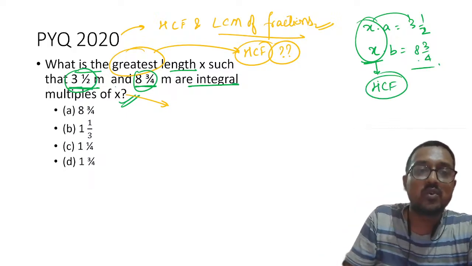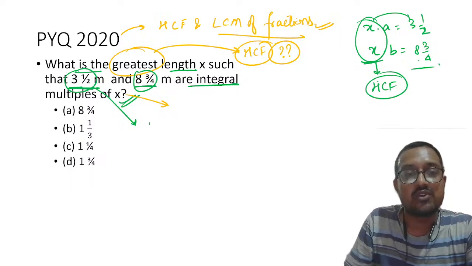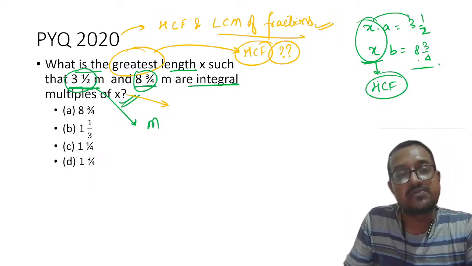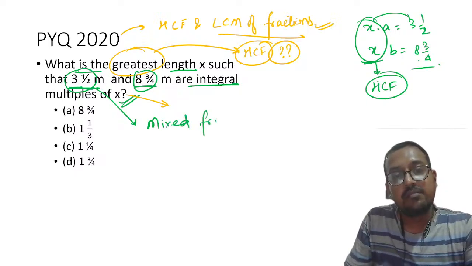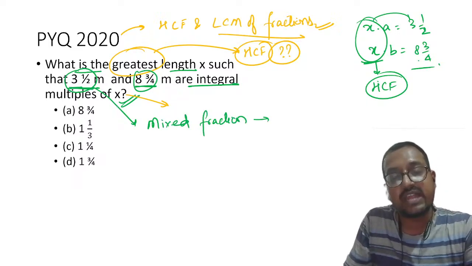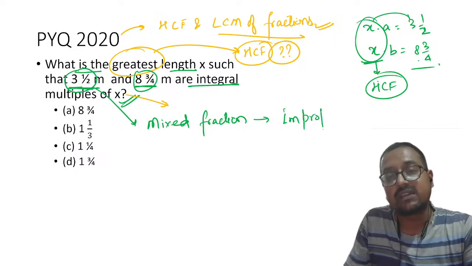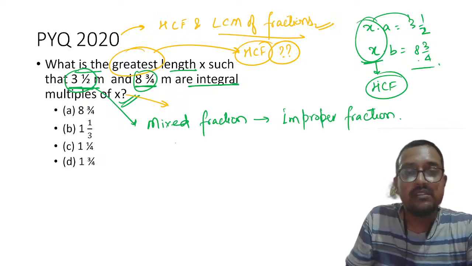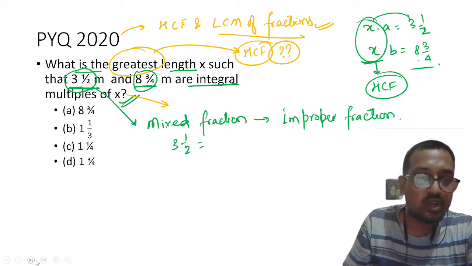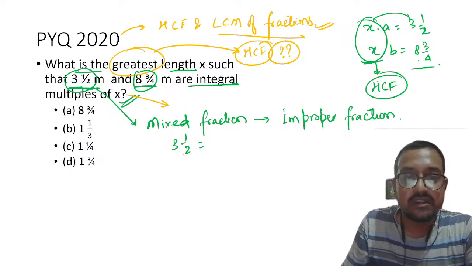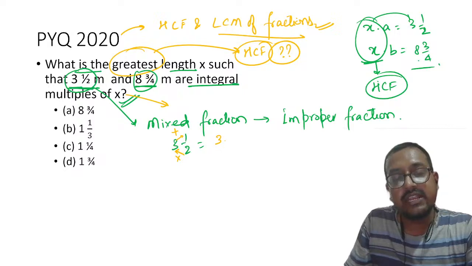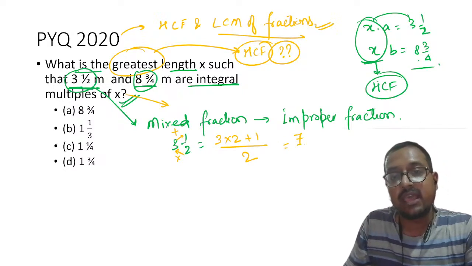Understood? So you cannot take it directly over here. This pattern of arrangement is called a mixed fraction. Before applying the formula, you have to convert this mixed fraction to an improper fraction. This is 3 whole 1 by 2. How to convert it? Please pay very close attention. 3 and 2 are multiplied and then add. So 3 into 2 plus 1 divided by 2. Understood? So that will be 7 by 2.